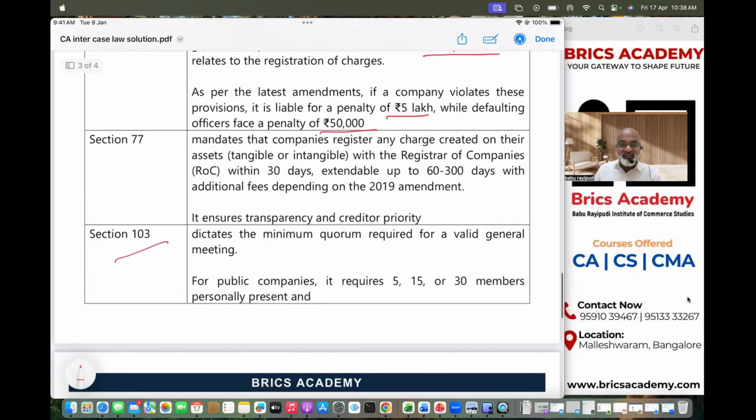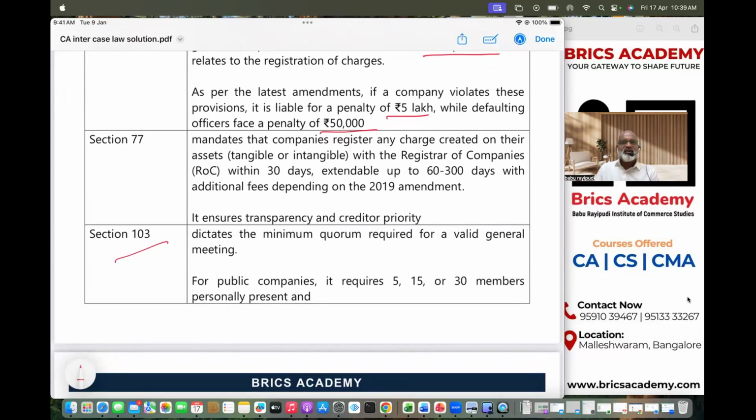Next, Section 103. See, Section 103 is related to meetings again. This is where I'm telling you the sections in company law are a game changer, because the moment you write the sections, you will understand the concept. Then if the concept is written carefully, some marks will be full.